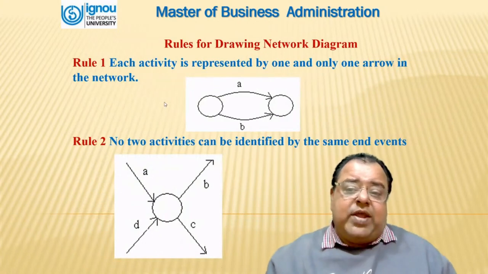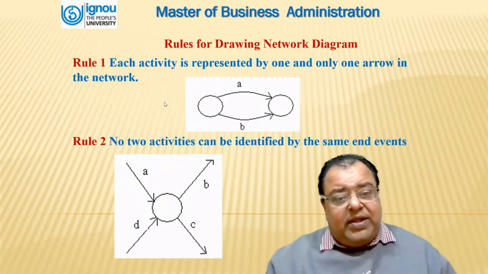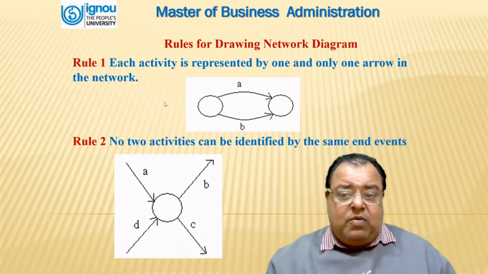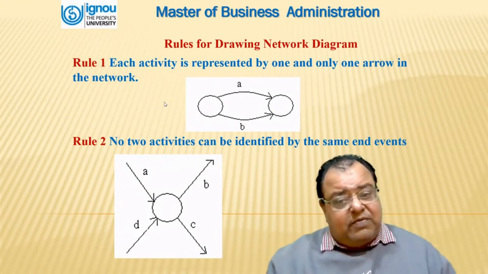Now, what are the rules for drawing a network diagram? Rule one, each activity is represented by one and only one arrow in the network. No two activities can be identified by the same end event.